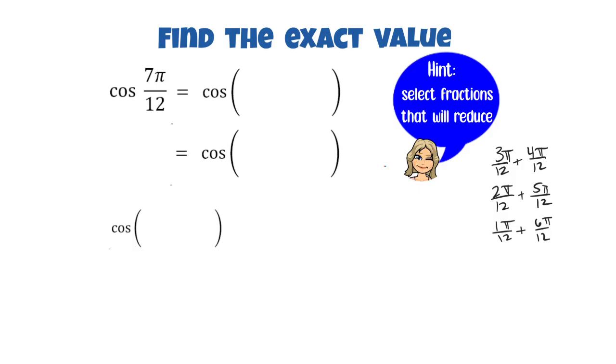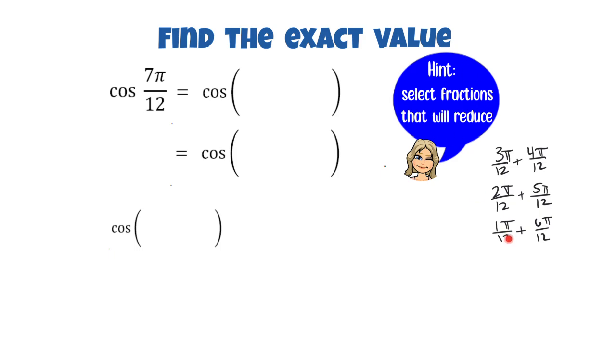Yeah, that's the gist of it right there. So which of these do I use, or could I use any of them? Well, here's the thing. I eventually am going to have to be able to take the cosine and the sine of these values. So I don't want to do things that I'm not going to ever be able to find the cosine and sine of from my unit circle. So my hint here is that you want to pick fractions that will reduce.